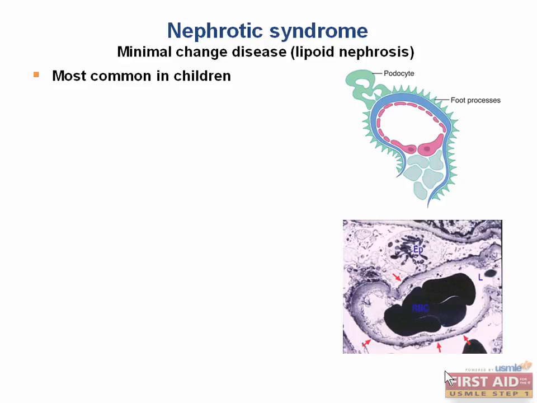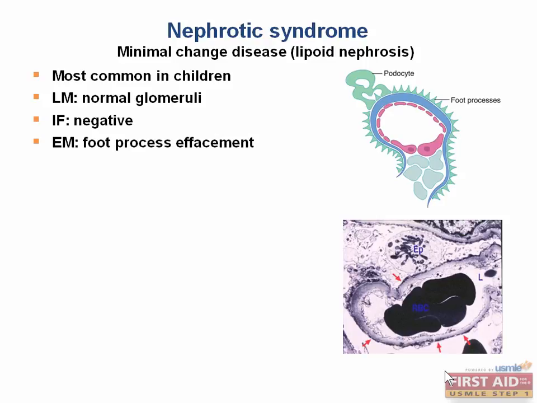Will you see anything abnormal on light microscopy? No, you won't see anything abnormal, and that's why it's called minimal change disease. The immunofluorescence is also negative. On electron microscopy, the foot processes of the podocyte become effaced, which leads to a disruption of the normal glomerular filtration barrier.